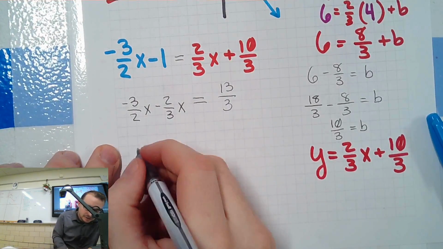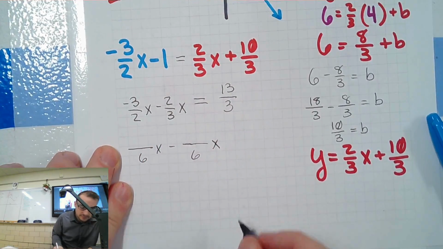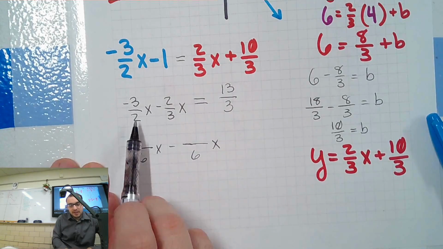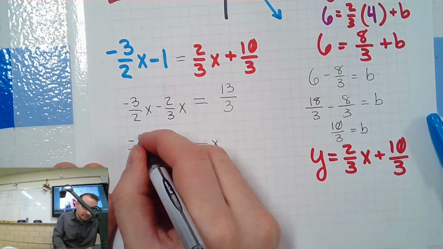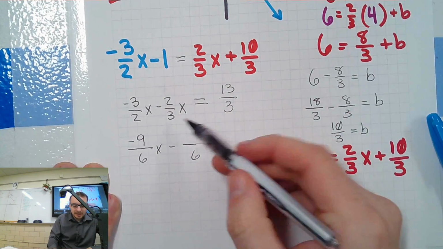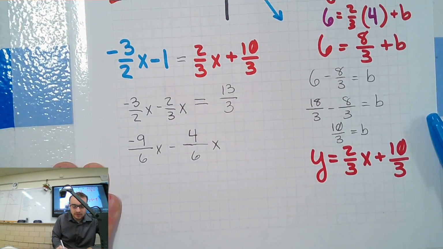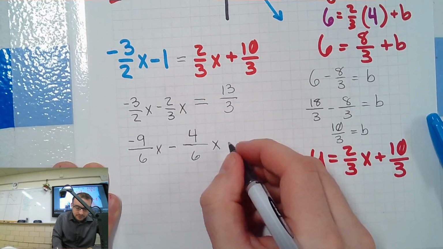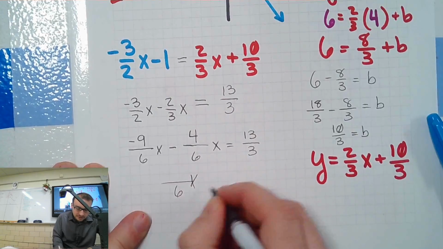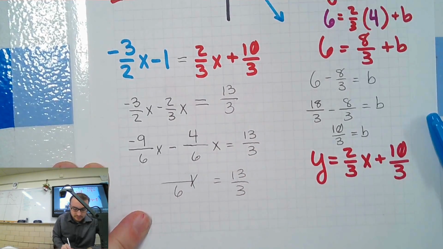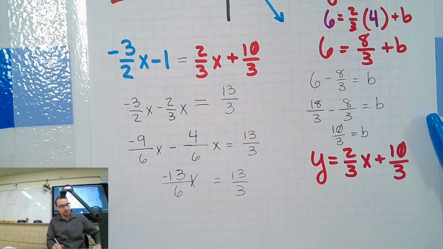Now we need common denominators here. I'm going to make these both 6s. How did I make the 2 a 6? Times 3. So I multiply the top by 3. How did I make the 3 a 6? So I make the top times 2, which gets me a 4. How many 6s do I have now? Negative 13.